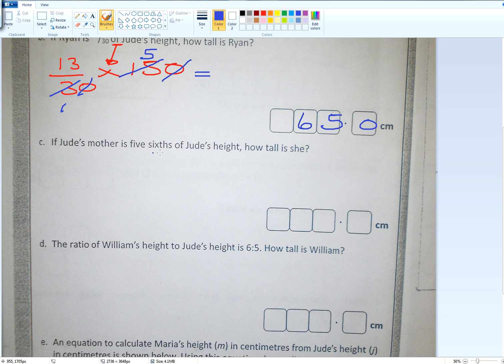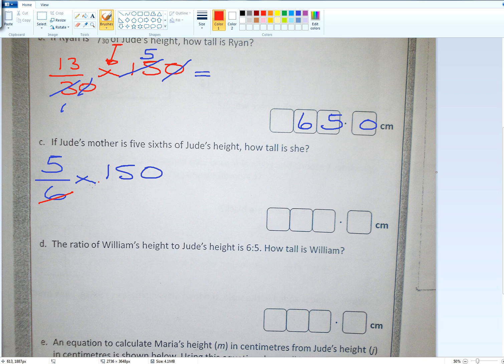If Jude's mother is 5/6 of Jude's height, what's Jude's height? 150 centimeters. Okay, let's go for that. So now, can we cancel the 6 and the 150? Can't you just do 150 divided by 6 then times by 5? That's exactly what we're doing. That's one way to do it. That's the manual way, but we're simplifying by sight here.